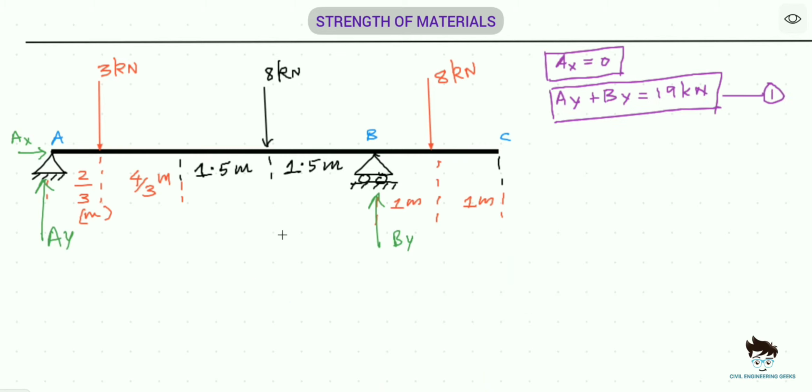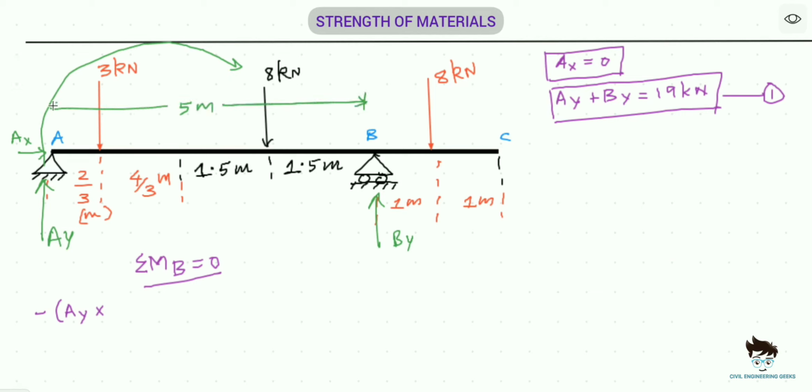Now we know that to solve an equation with two unknowns, we will need another equation. For that, we can use our third equilibrium equation, that is summation of moments about a point is equal to 0. So we will consider summation of moments about the point B is equal to 0 because we know that the roller support is not going to develop any kind of moment there. Then the equation will look like minus of AY times 5 meters. 5 meters is nothing but the perpendicular distance between point A and point B. And I am considering clockwise moments as negative and counterclockwise moments as positive. So we'll get minus of AY times 5.